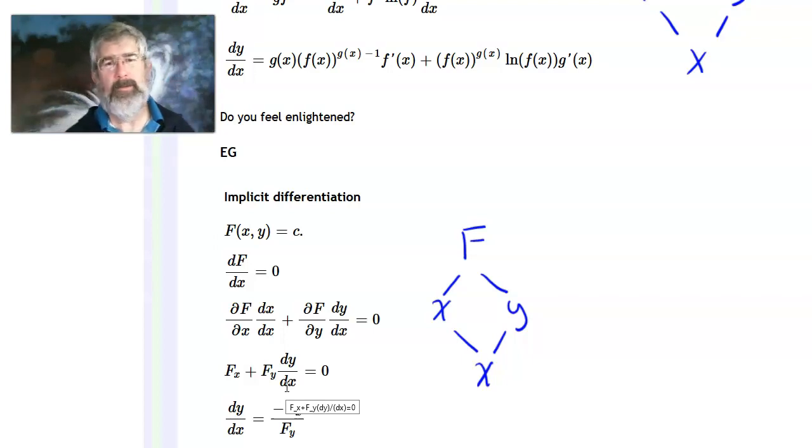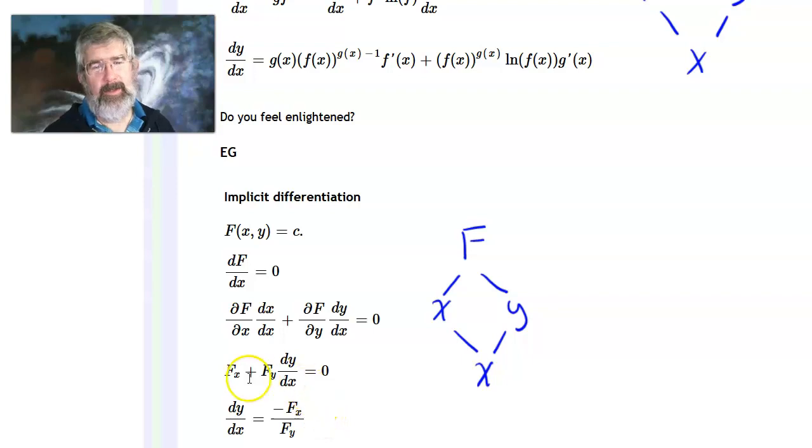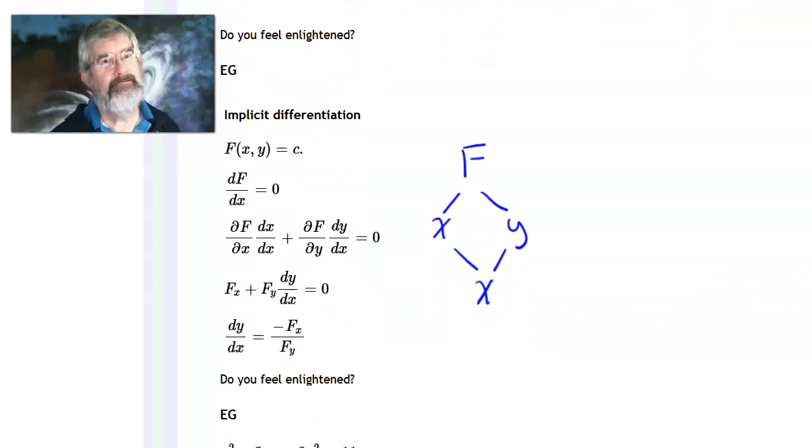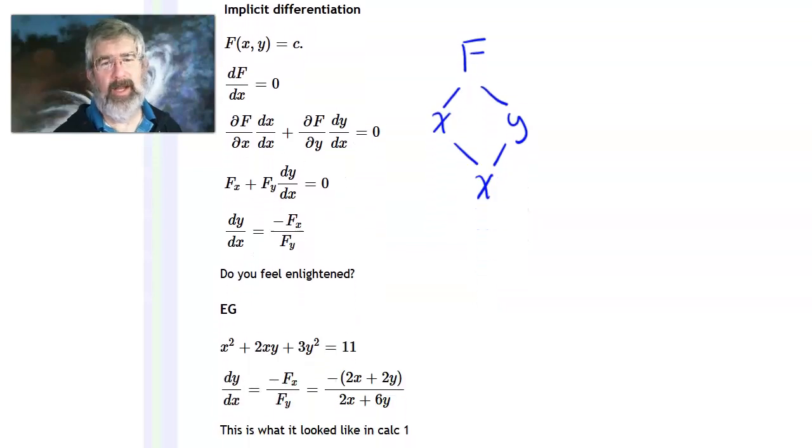It was awesome. Now, granted, the derivatives you had to do were a little different each time, but the process was the same each time. But look at this. You got some stuff that doesn't have a dy dx times it, and you got some stuff that does. So the stuff that doesn't have it, move that over to the other side of the equation, and then divide by the stuff that's multiplied by dy dx. Do you feel enlightened? Let's actually do an example of that.